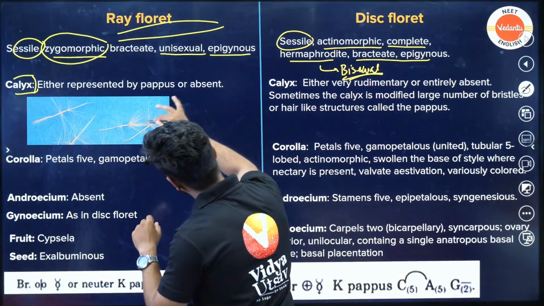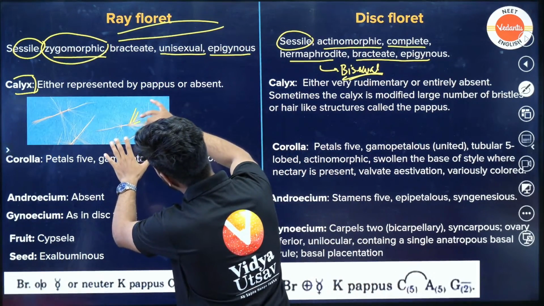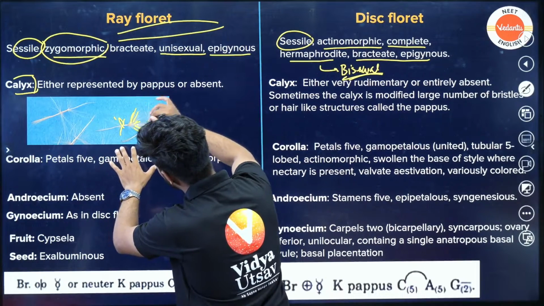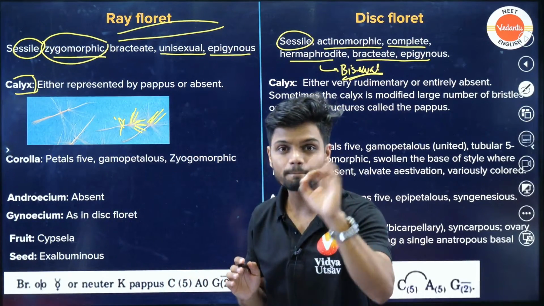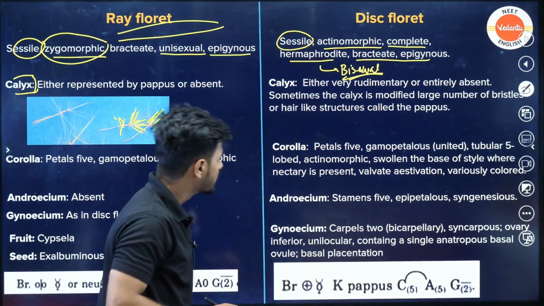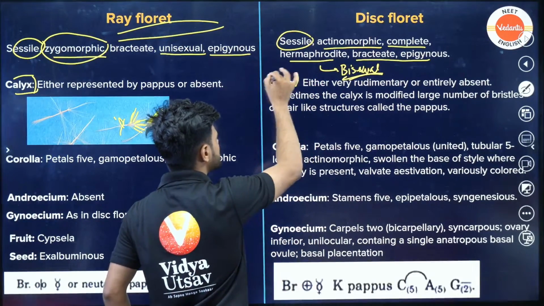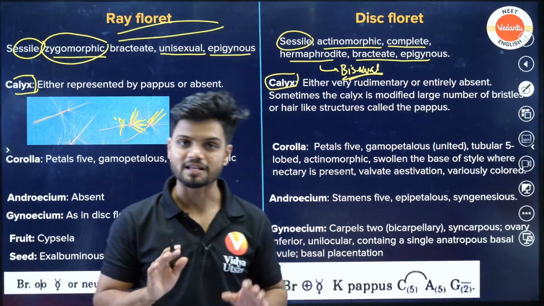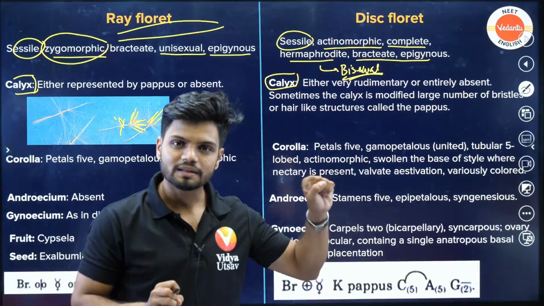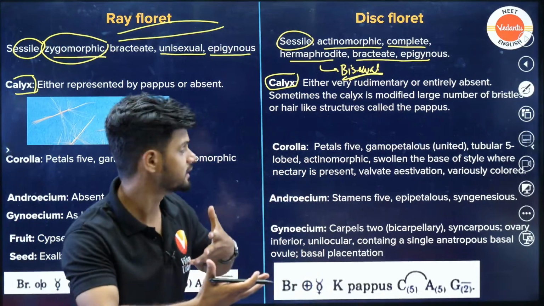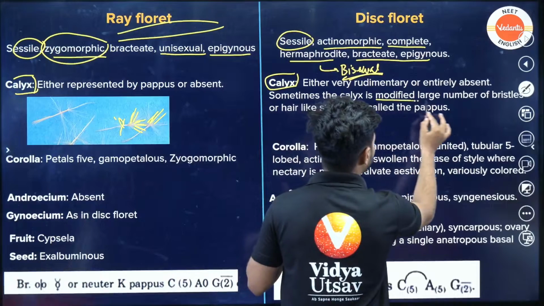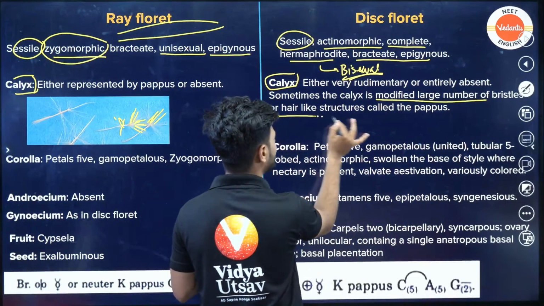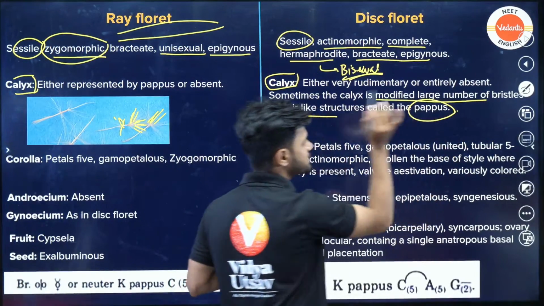Can you see this small, fine thread-like, needle-like structure? That is called your pappus. So calyx here, students, remember, in the case of your Asteraceae, Compositae, the calyx is going to be modified. It is going to be modified into a large number of bristle or hair-like structures called pappus.